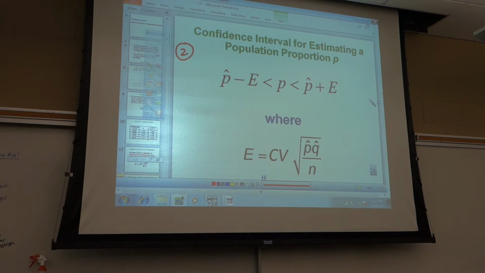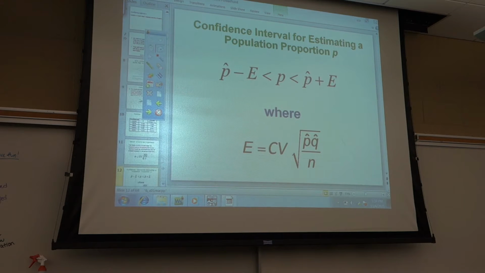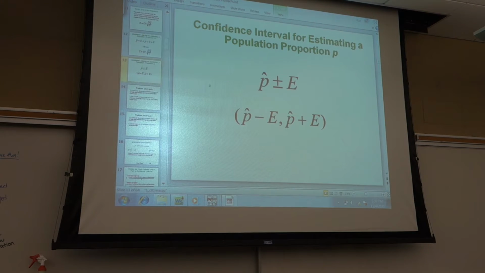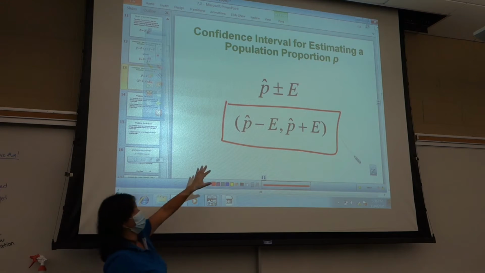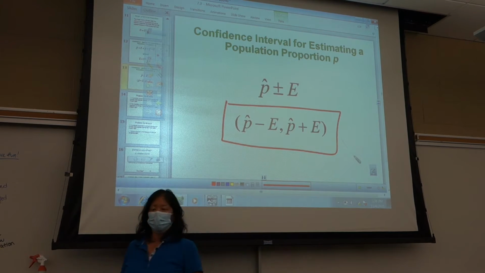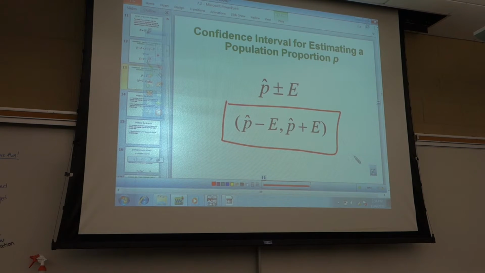You can also write it in interval notation, if you wanted to. Right, which is not the top one. You have to do the addition subtraction, but this part here: p hat minus e, comma, p hat plus e in parentheses. That's interval notation. So either one of those is perfectly acceptable. This is kind of the more common one. So this will be on your notes as just a reminder how to find it, but then you need to write it in this format.